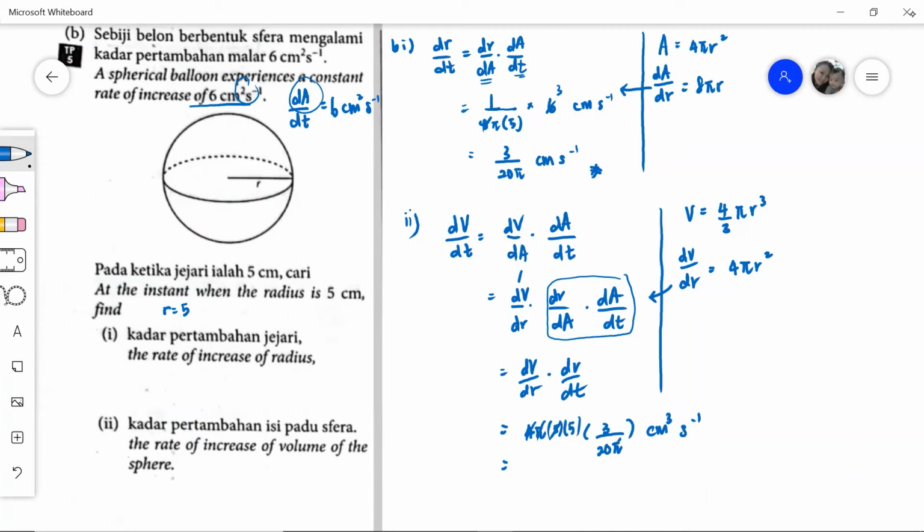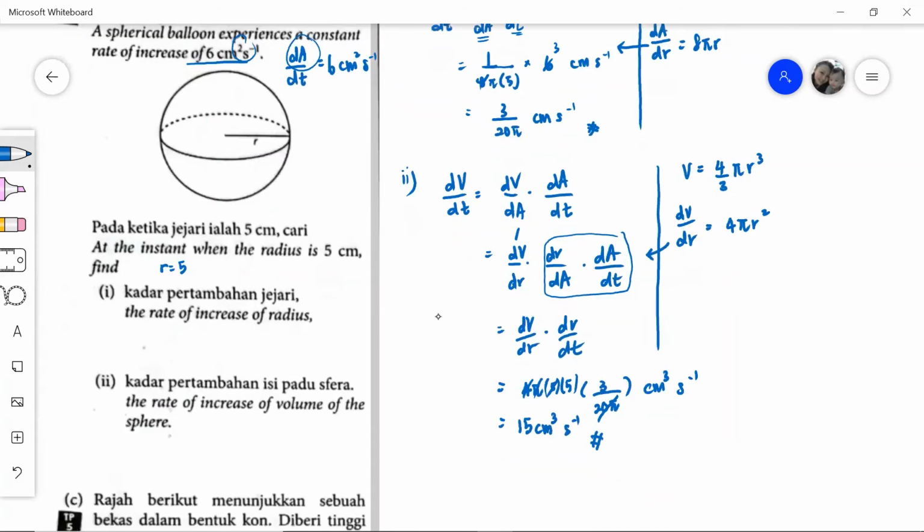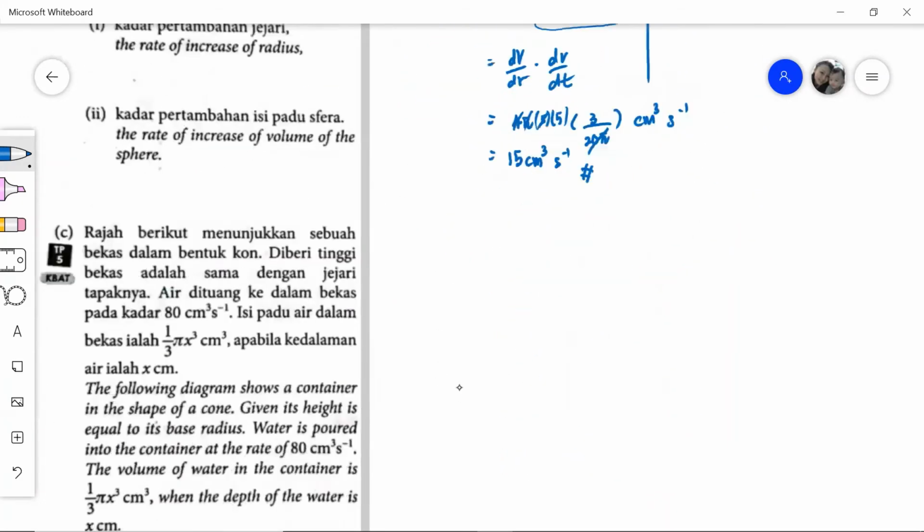So the 5/20 pi can be simplified with this. So we're left with 15 cm cubed per second. So we found the answer for B part 2. Okay, now let's move on with part C.